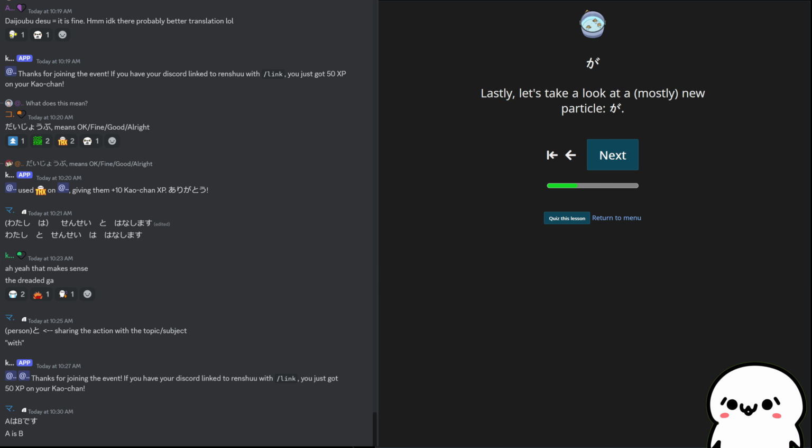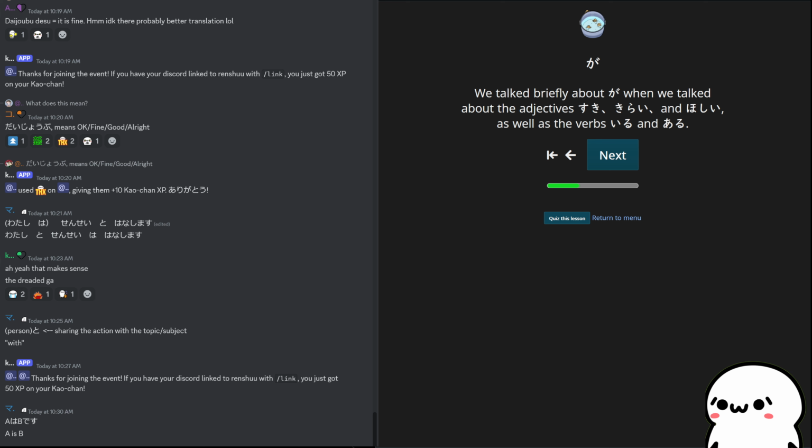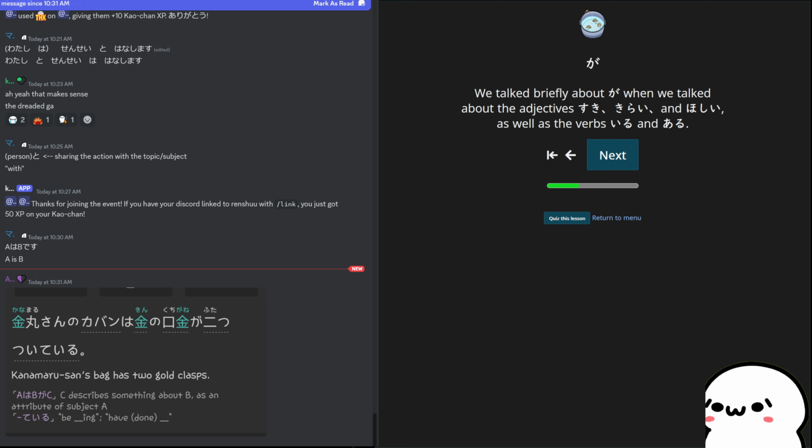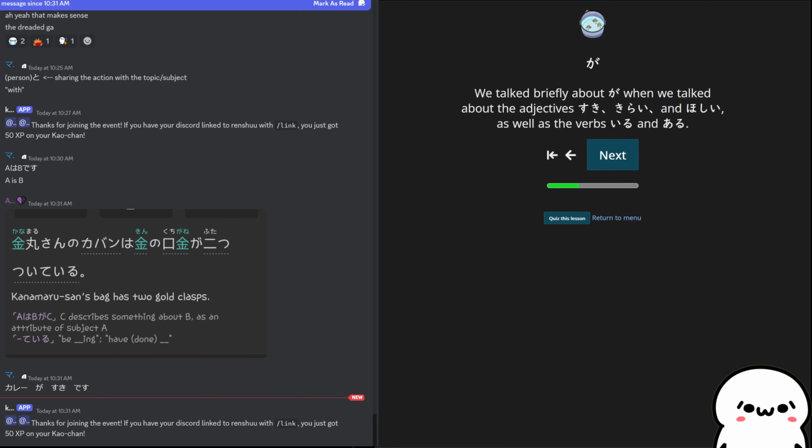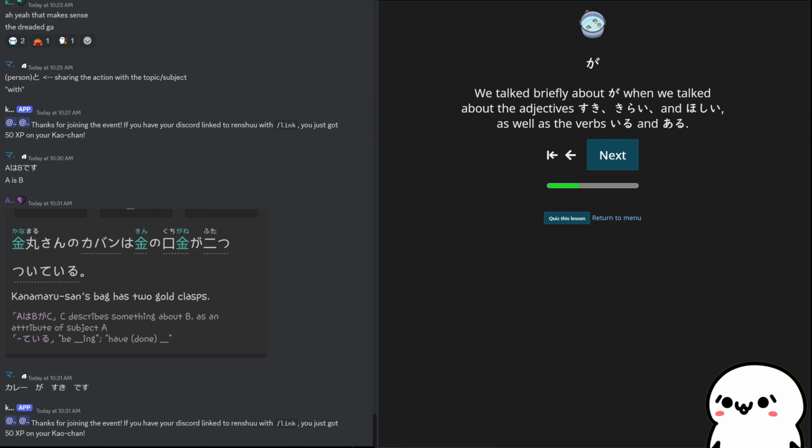Let me give you an example with Ga. And in fact, I believe it's on the next panel. Yes. When we learned about suki, kirai, and hoshii, we would say things like this. We'd say things like kare ga suki desu. I love curry. Kare ga suki desu. And again, we didn't really talk about why we use Ga there. We said, hey, this is a pattern for you to take and put into your knowledge bank. You can put noun ga suki desu and say, I like this, or I want this, or I hate this.